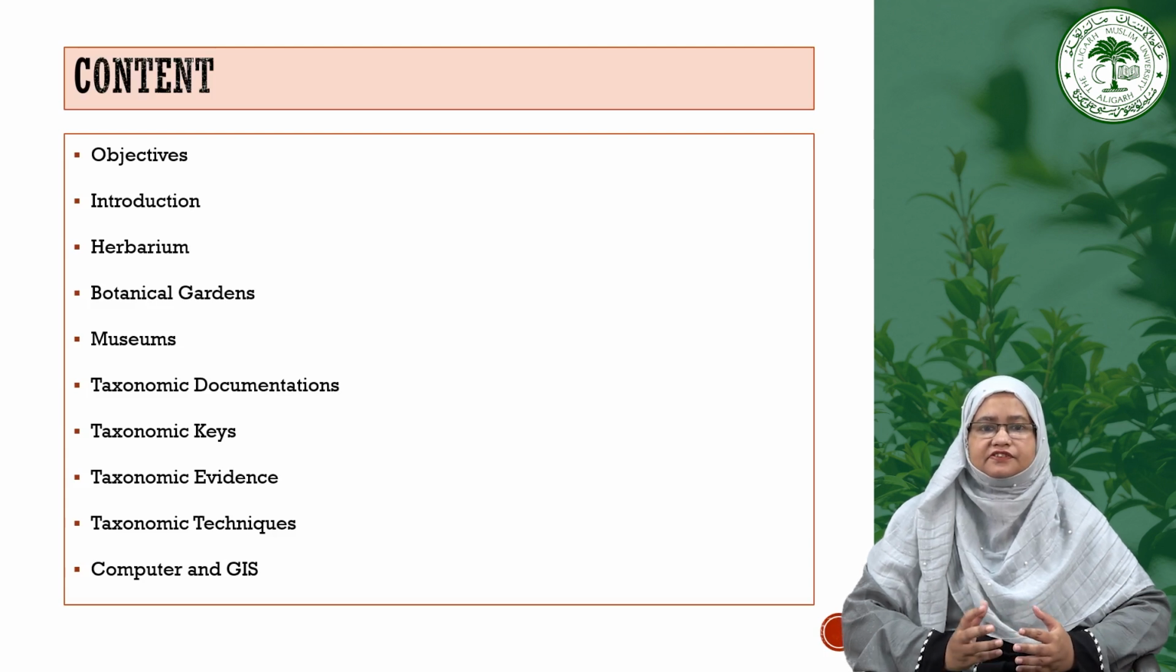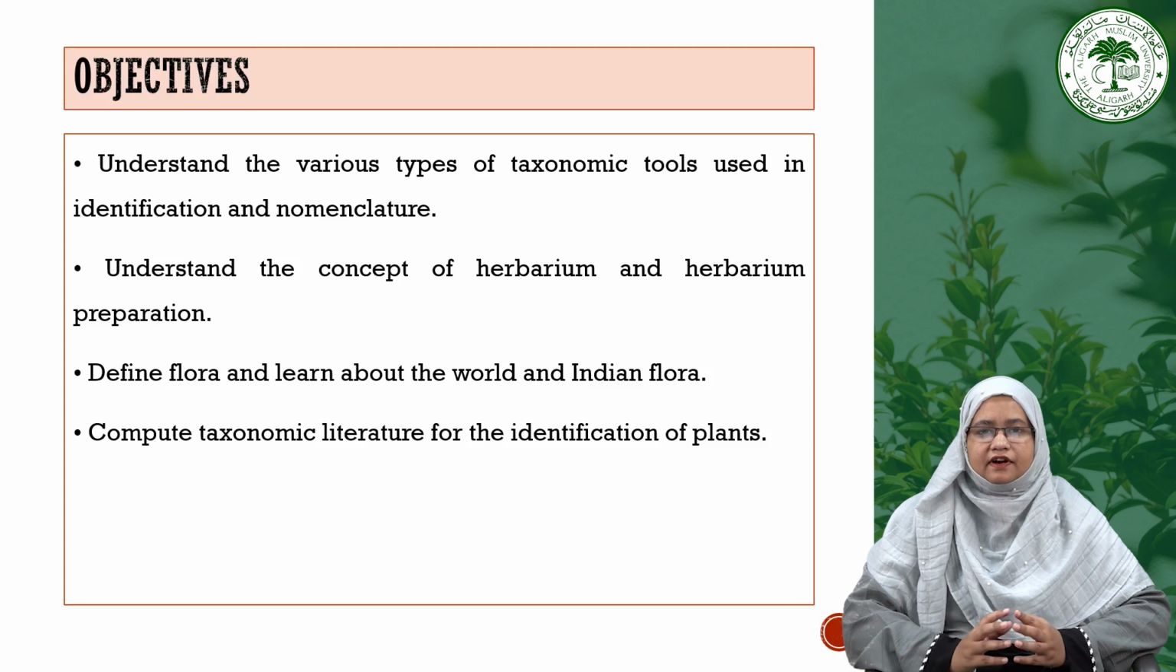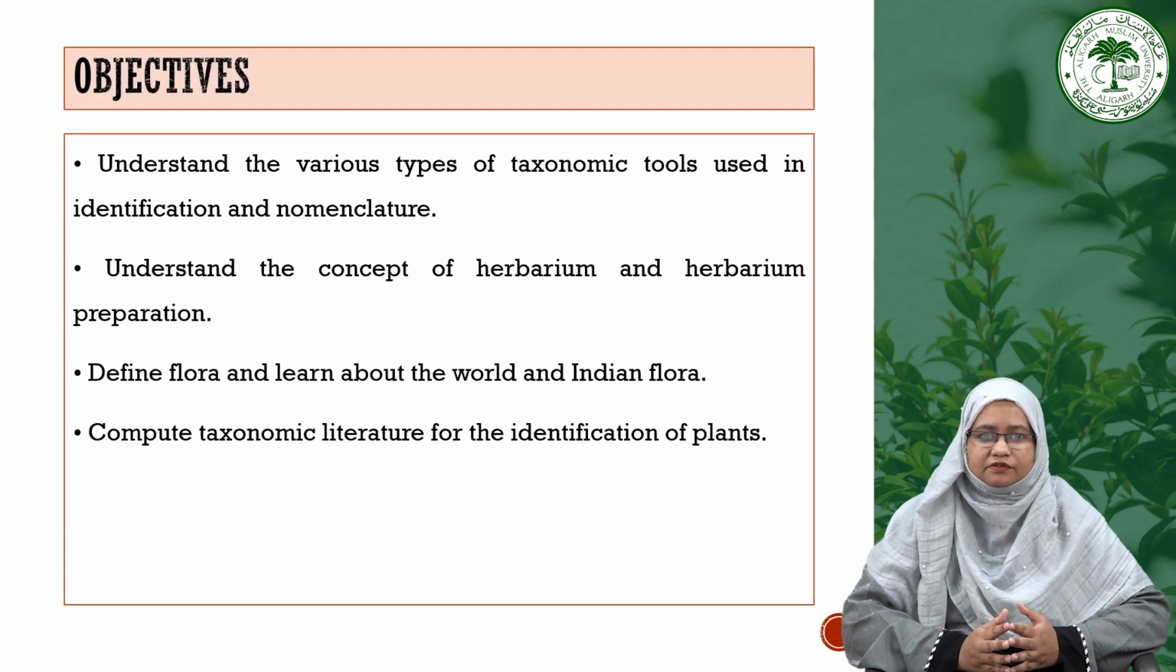Then one by one we will study the different tools like herbarium, botanical garden, museums, taxonomic documentation, taxonomic keys, evidences and techniques. Further, we will see the use of computers and GIS as taxonomic tools. So first of all, what is the objective of this topic? We are here to identify and study particular plants properly in this course.